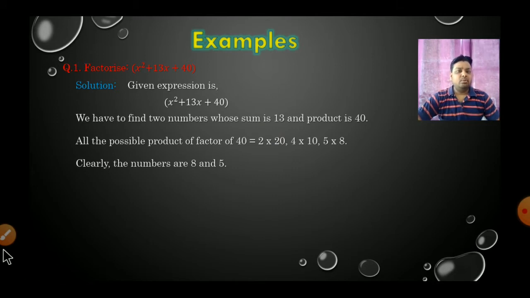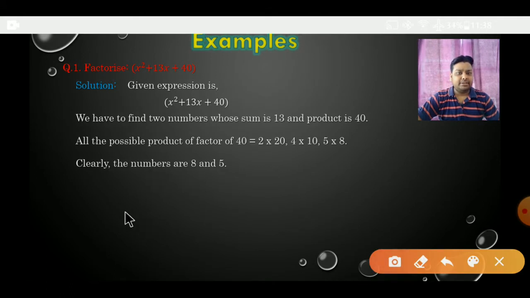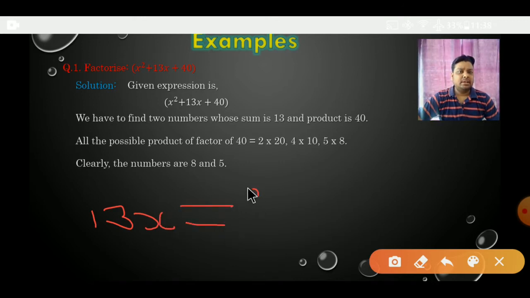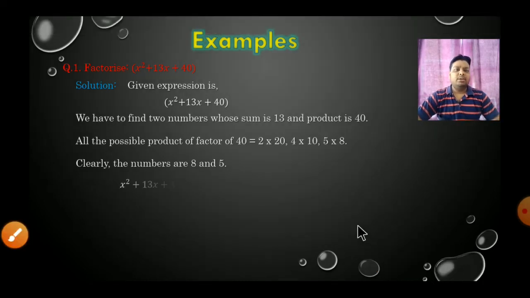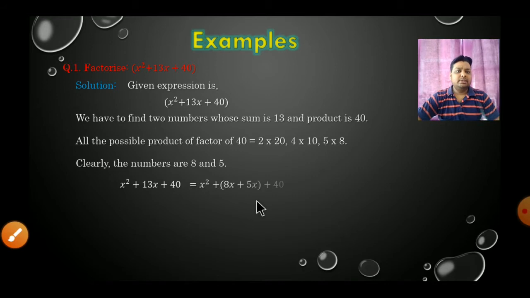Then what will we do? We get 8 and 5, and the sum of 8 and 5 is 13. But here you can see that with 13 there is x. So we can write 13x as 8x plus 5x. Okay, so here you can see what we have written.